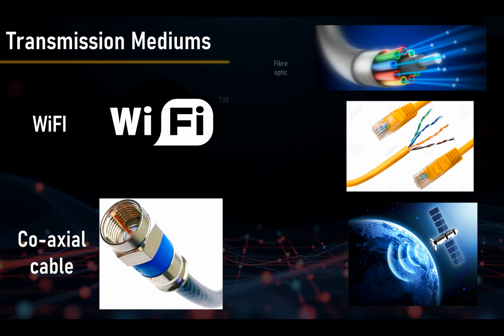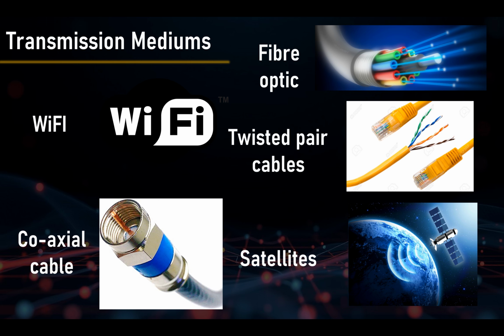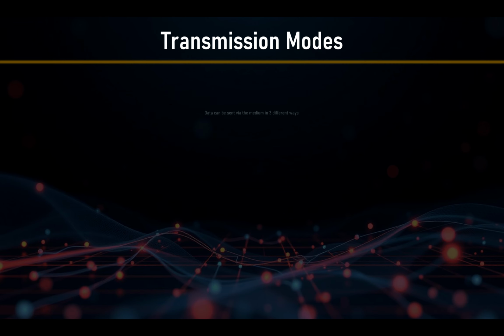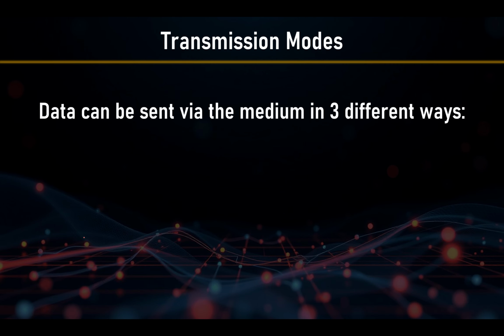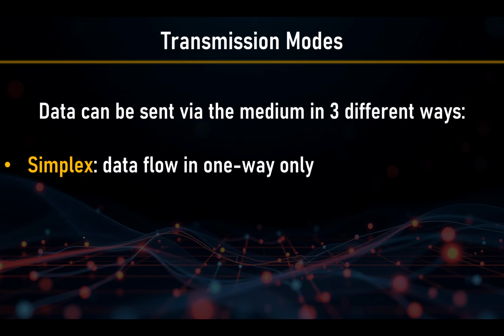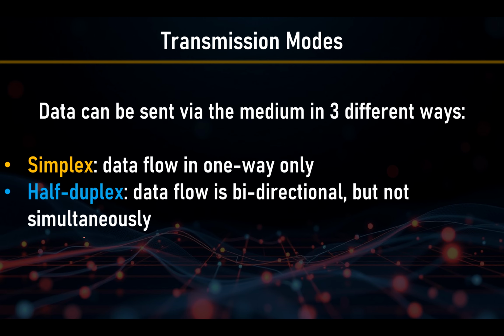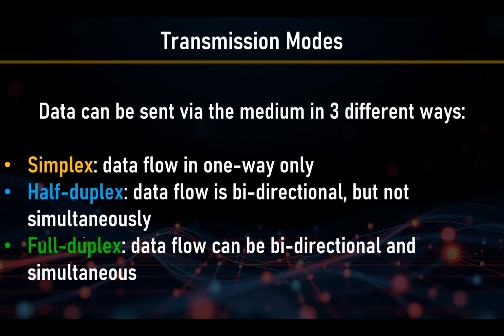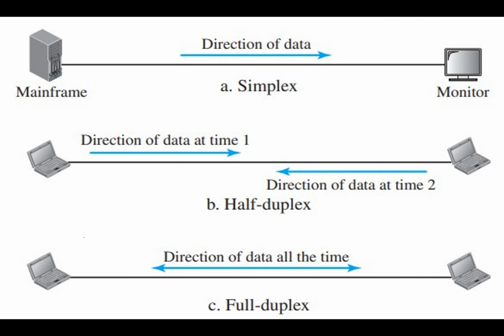Alright, so just some pictures of these. Hopefully everyone knows these: Wi-Fi, coaxial, fibre optic, twisted pair, and satellites. Then if we look at transmission mode, data can be sent via the medium in 3 different ways. First, simplex: data flows in one way only. Half-duplex: data flows bidirectionally, but not simultaneously. So they can send in both directions, but not at the same time. And then full-duplex: data flow is bidirectional, both directions, and simultaneous.